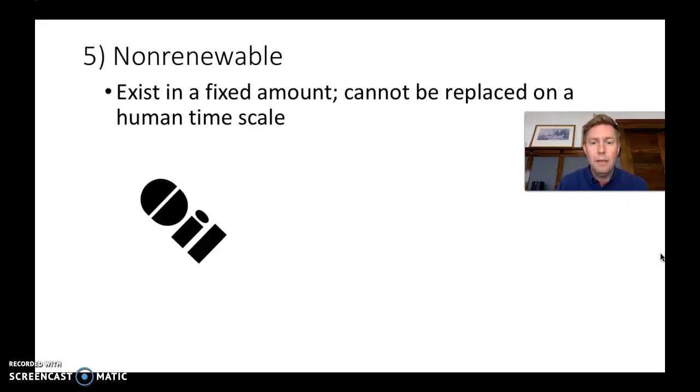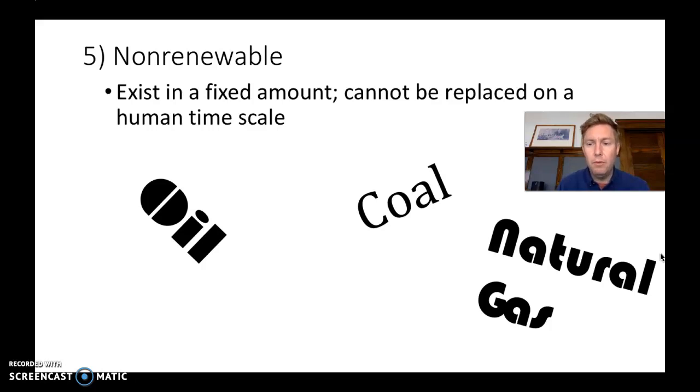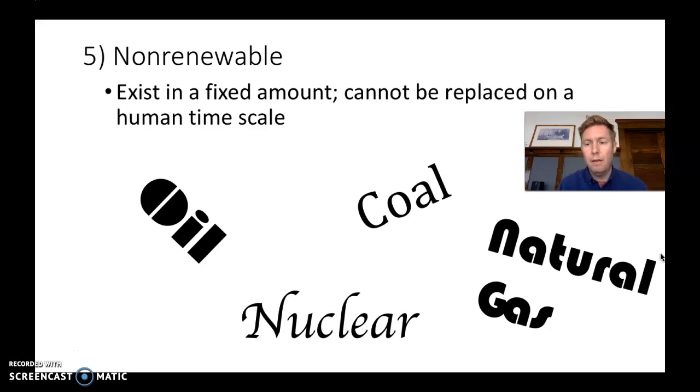Slide number 5. Non-renewable energy. So these are the things that we cannot renew. They exist in a fixed amount, meaning once they're here on Earth, and for a long period of time. So when we dig up coal, it's been underground for millions of years, and natural gas and oil. Nuclear energy is something different. We're not going to talk about that a lot in here. So number 5, non-renewable energy exists in a fixed amount and cannot be replaced on a human time scale. So like we're talking thousands and thousands of years, even millions sometimes.